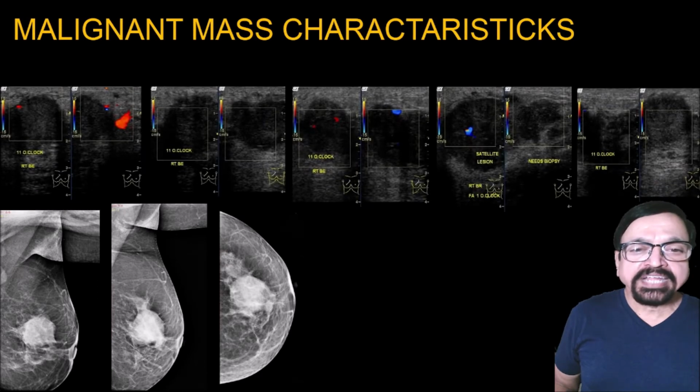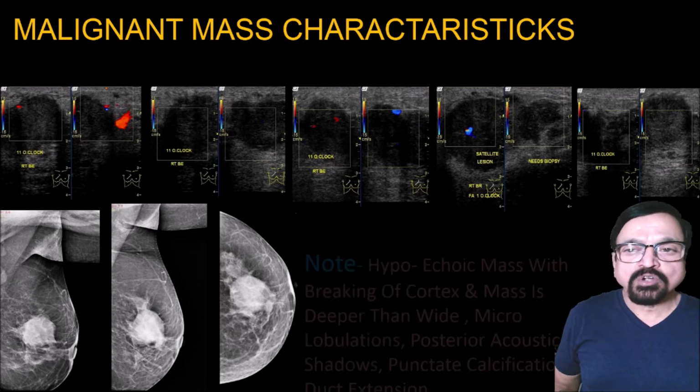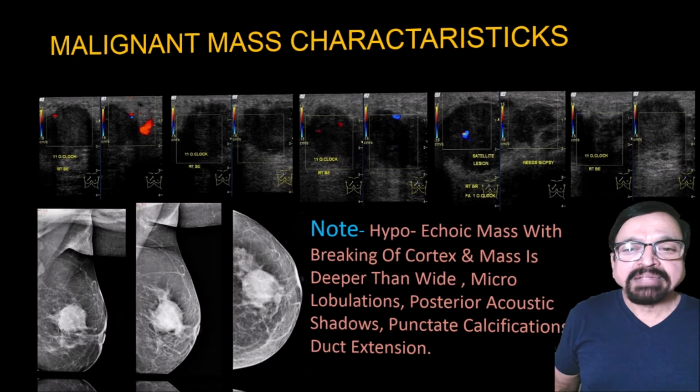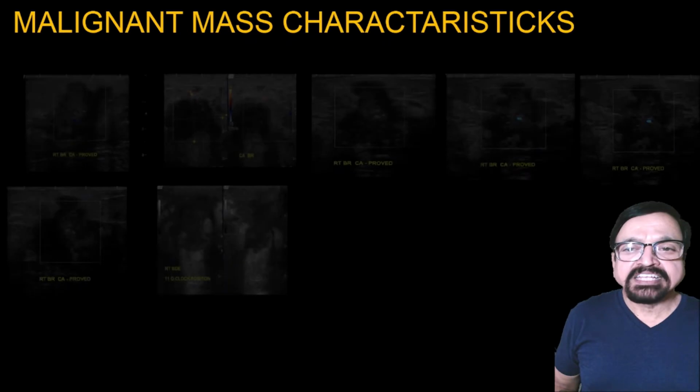If you go into detail of the sonography, it will give you still further details that this is a malignant lesion, and a biopsy was performed after this mammography and turned out positive. What we noted here is a hypoechoic mass with breaking of the cortex, mass deeper than wide, microlobulations, posterior acoustic shadows, punctate calcification, and duct extension. All these favor malignancy from the investigation point of view, and ultimately the biopsy proved it as invasive duct carcinoma.